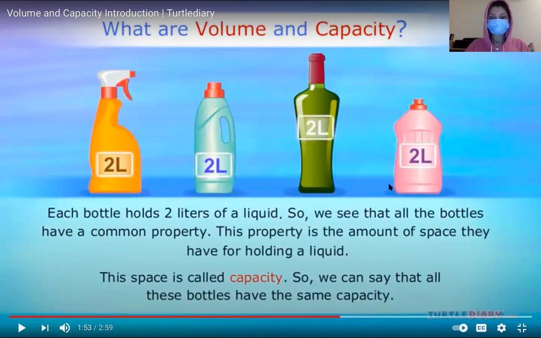Okay, let's continue. This is called capacity. So the capacity of each one of them is the same.